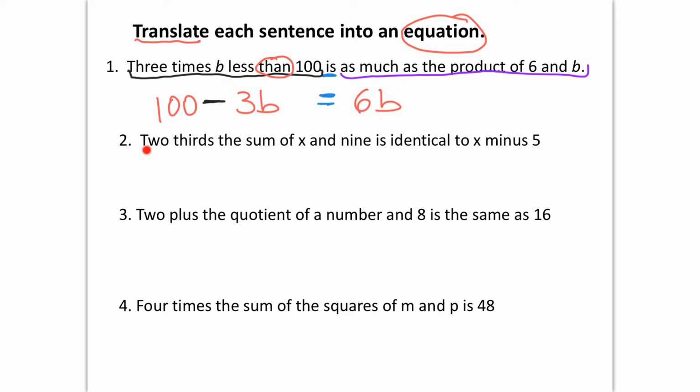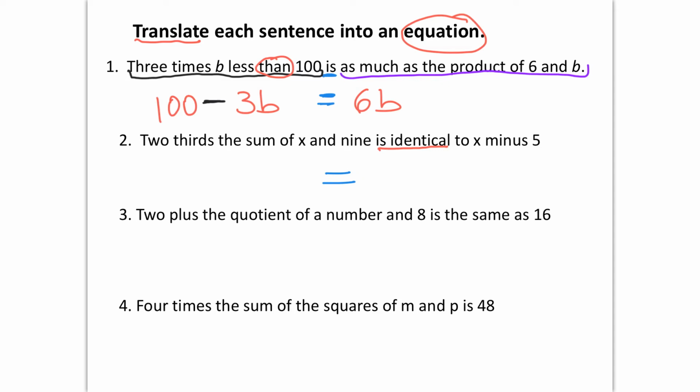Number 2 says 2/3 the sum of x and 9 is identical to x minus 5. Another keyword is identical. Now we know the word is means an equal sign. And identical, well, you guys know that means equal. So let me underline the word is identical. So that means it's going to be equal. And I'm going to put the equal sign right here for is identical.